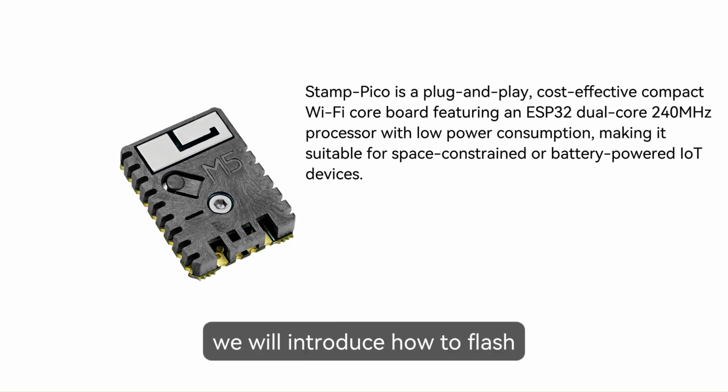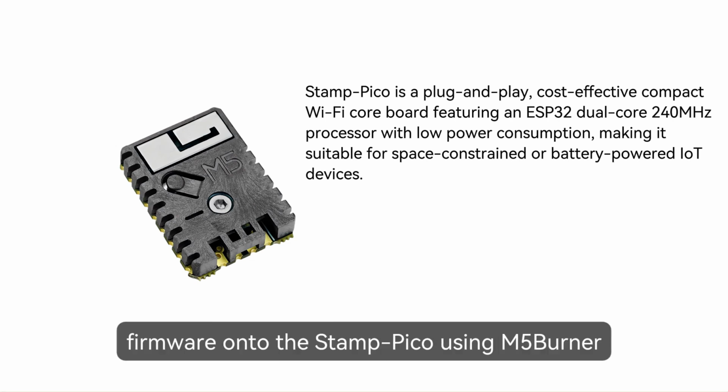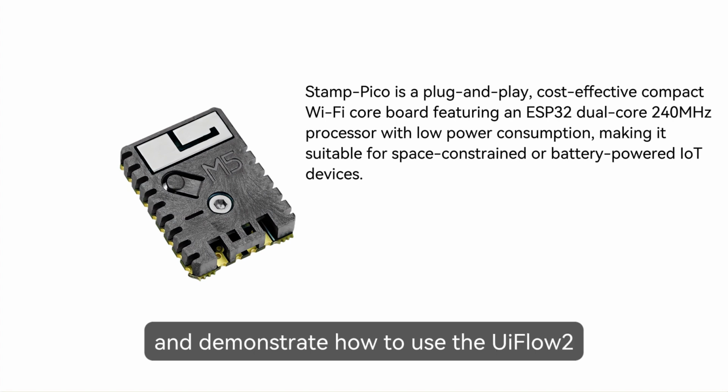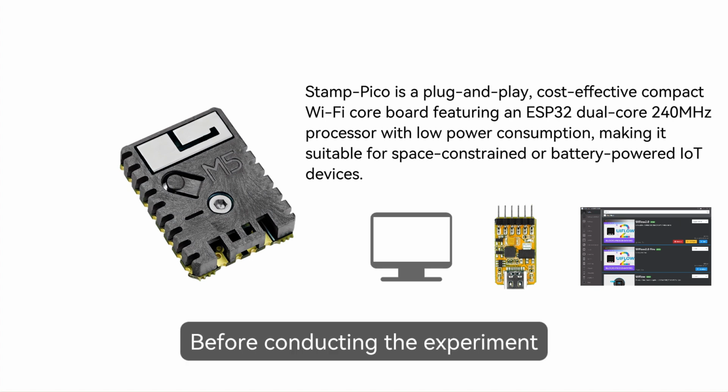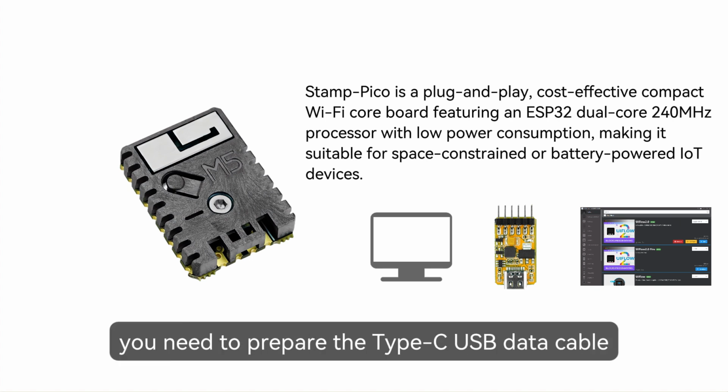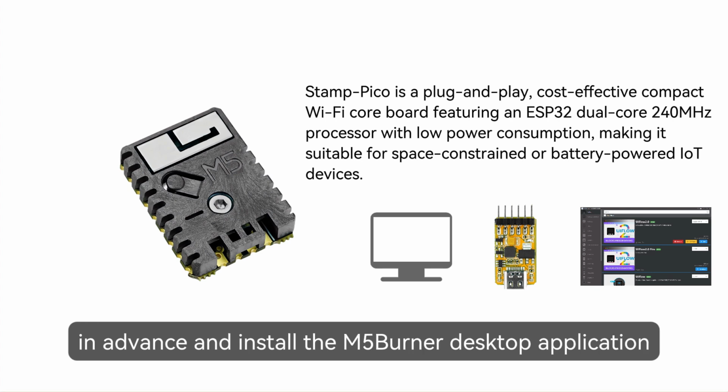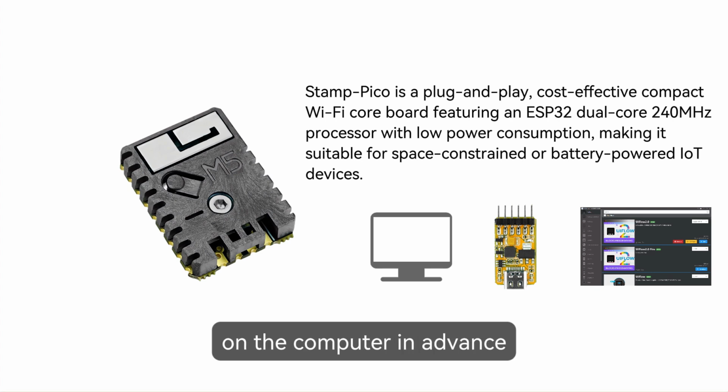Today, we will introduce how to flash firmware onto the STAMP-PICO using M5 burner and demonstrate how to use the UIFlow 2 graphical programming tool for development. Before conducting the experiment, you need to prepare the Type-C USB data cable in advance and install the M5 burner desktop application on the computer in advance.